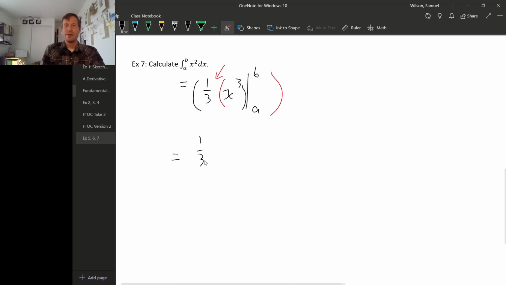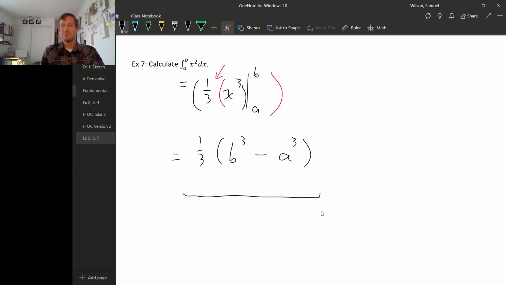So 1/3, and then we plug in our bounds. First plug in b, so b cubed, minus, and then plug in a cubed. That is the formula that we got in a previous video, but it's much, much easier. It took 2 lines instead of pages and pages. So you can see that the second version of the fundamental theorem of calculus is an incredibly powerful tool for calculating definite integrals.